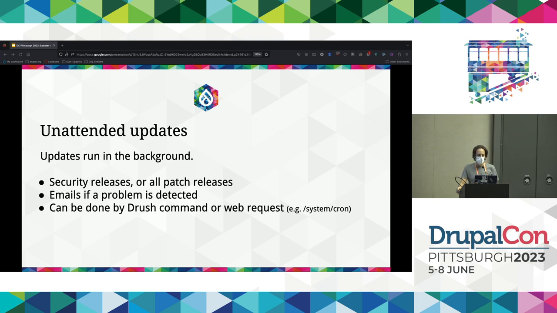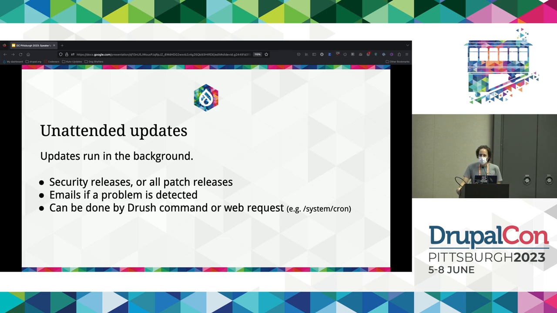What I mean by that is, if you're on Drupal 10.0.3 or something, and 10.0.4 comes out, but it's not a security release, it'll just be ignored. But if 10.0.5 comes out and it is a security release, we'll update you to that because we want to keep you secure. Or you can say, no, that's okay, just go to all patch releases, and then it'll update to all patch releases. Unattended updates will never ever update you across minor versions of core. It will not go from 10.0 to 10.1 or any other minor jump like that because of the potential for breakage.